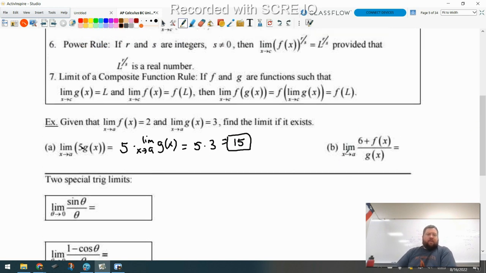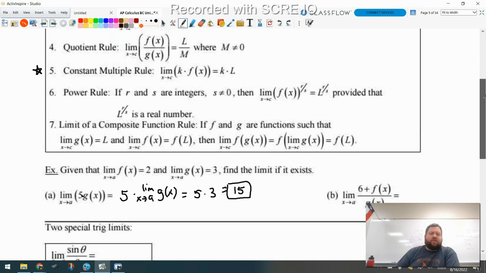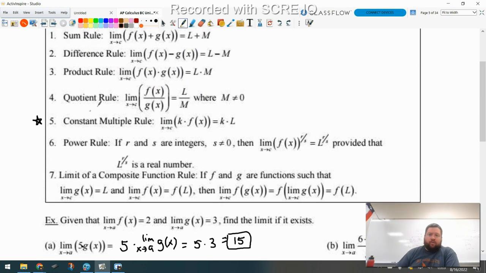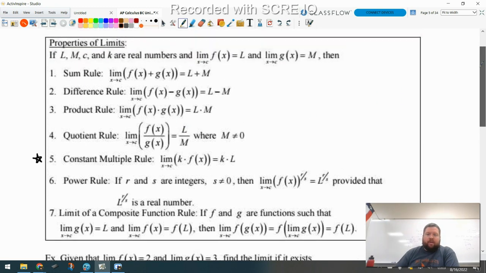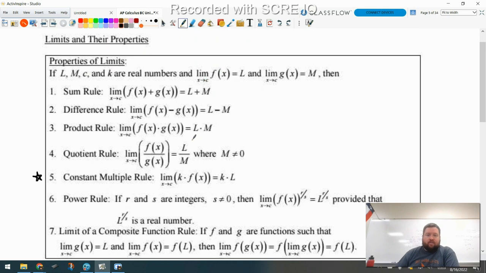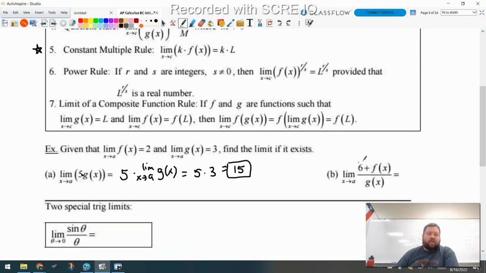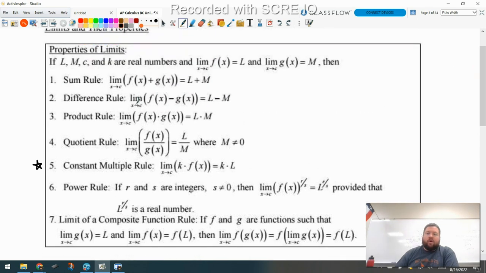All right, next one, we have the limit as x approaches a of 6 plus f of x divided by g of x. Okay, so we're going to use a combination of rules here. So we're going to use the quotient rule, that if you have the limit of a quotient, you can do the limit of each one separately. Okay, remember L is the limit as x approaches c of f of x, so that's that limit on top, and then the limit as x approaches c of g of x is m, that's on bottom. Okay, we're also going to use the sum rule because we have a sum here, 6 plus f of x. And so if you have a sum, you can just separate the two limits.